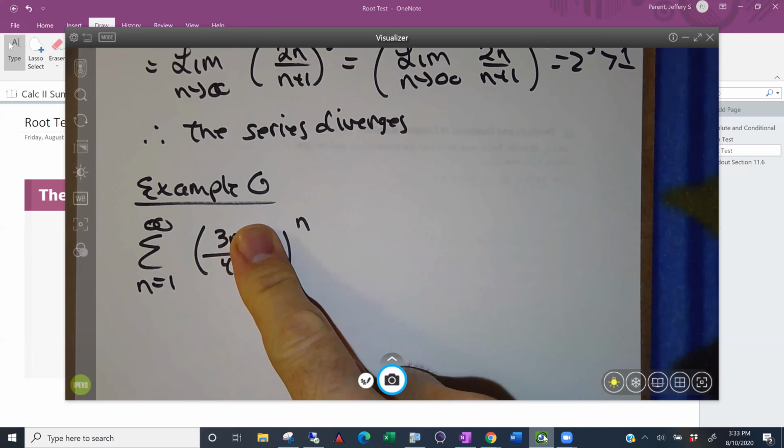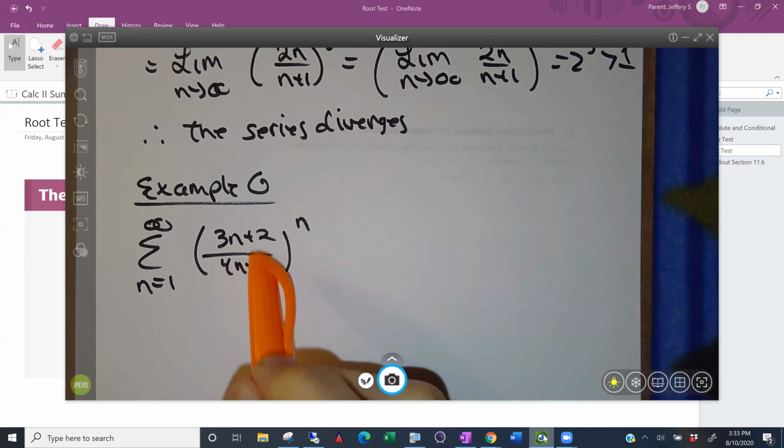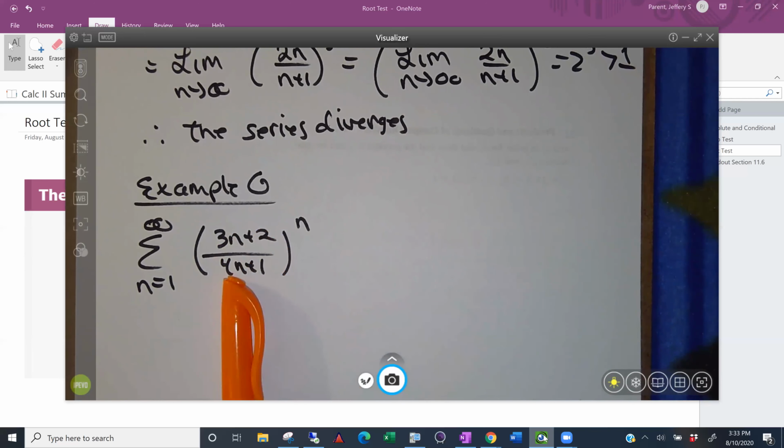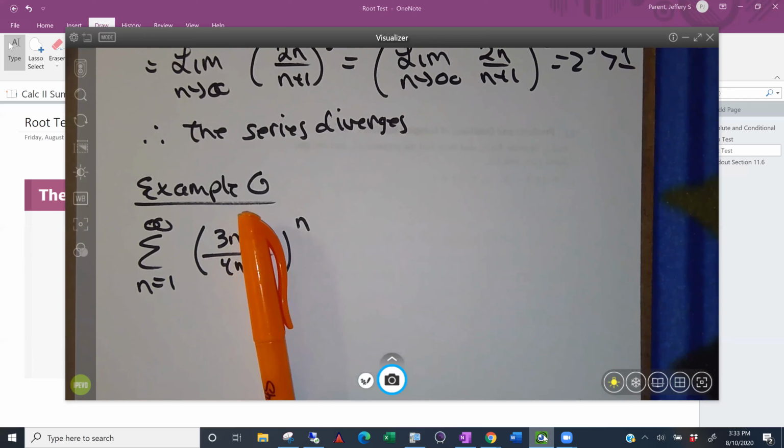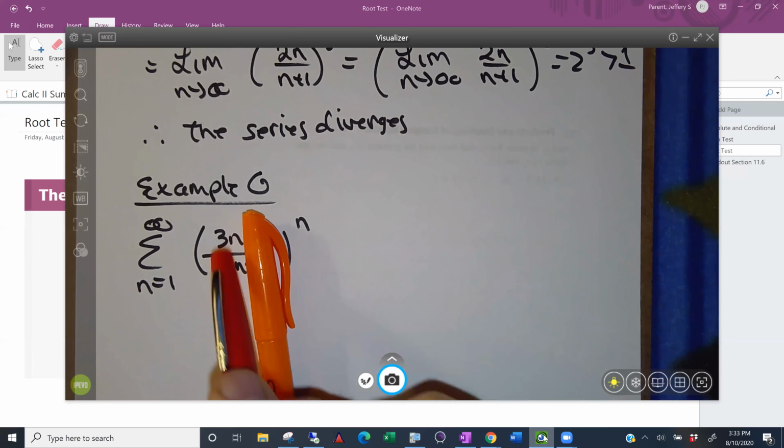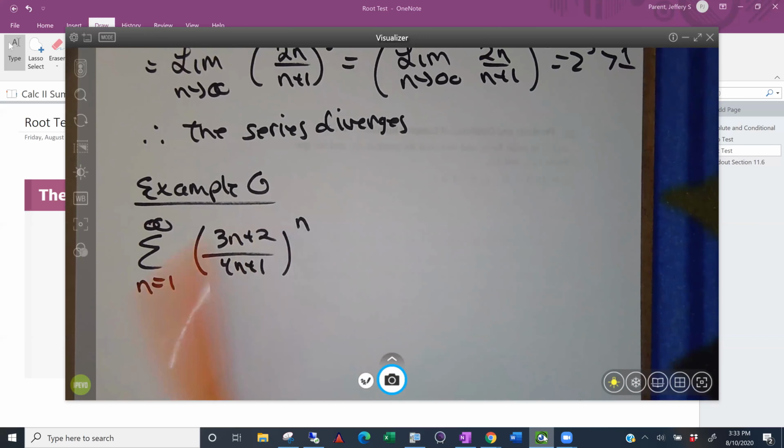3/4 to the n. Now the 2 and the 1 are not going to mean anything when the values of n get really, really large. They're going to be so small, you're not going to see them. So this is going to be really close to 3n over 4n, and 3n over 4n is just like 3 over 4. So it looks like a convergent geometric series for large values of n. It's not, but that's what it looks like.